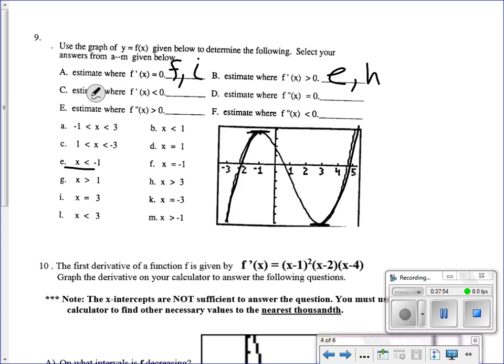Okay, moving on to C. Estimate where the first derivative is negative. Well, that's when your function is decreasing. Your function is decreasing between negative 1 and 3. If your eyes are going down as you're reading the graph left to right, your function's decreasing. So I want to look for between negative 1 and 3. That's choice A.